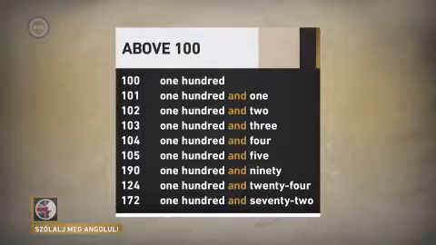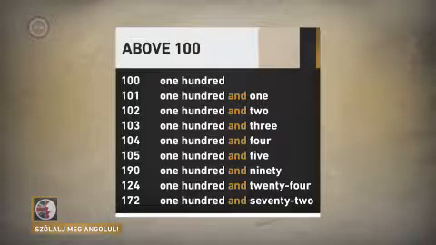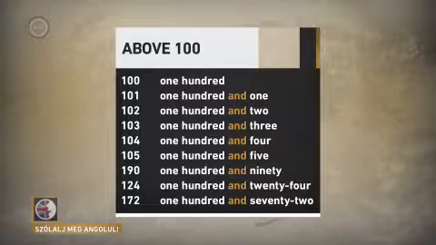Okay, good. Now, let's have a look at what happens to cardinal numbers when we count higher than 100. When we count higher than 100, we have to also use the word and. We use and put it before the last number. 100 is one hundred, fine. But the next number, 101, is not one hundred one, but one hundred and one. The numbers after that are 101, then 102, then 103, 104, 105, and so on. 190 is one hundred and ninety. 124 is one hundred and twenty-four. 172 is one hundred and seventy-two.